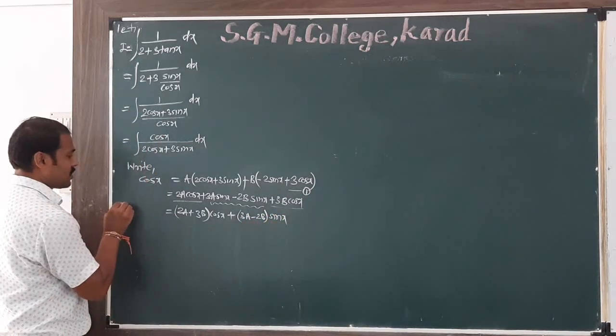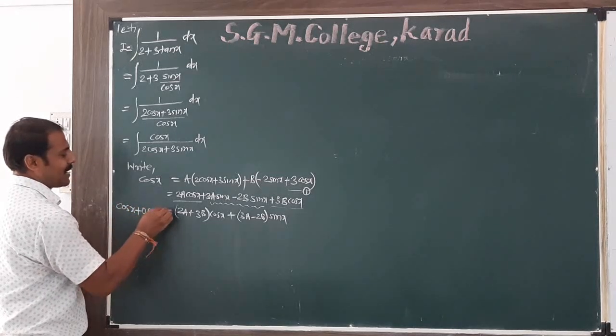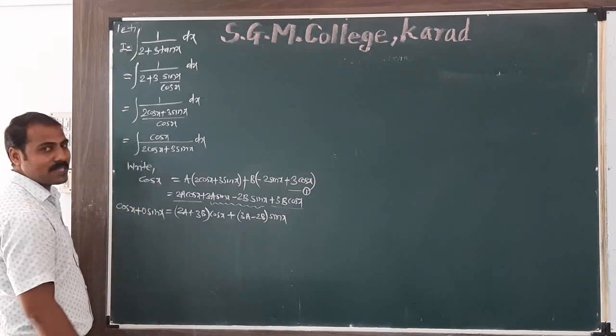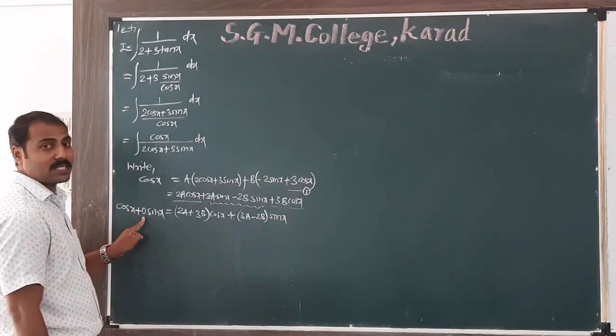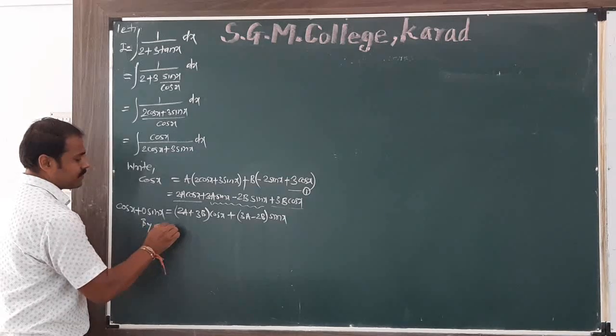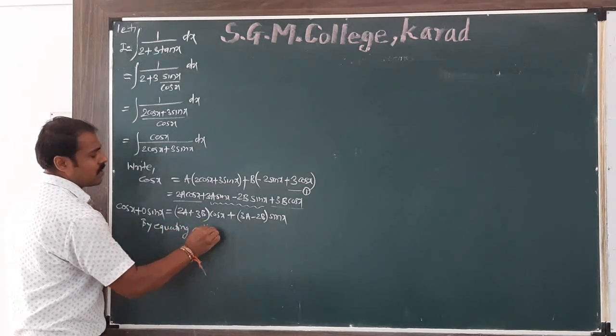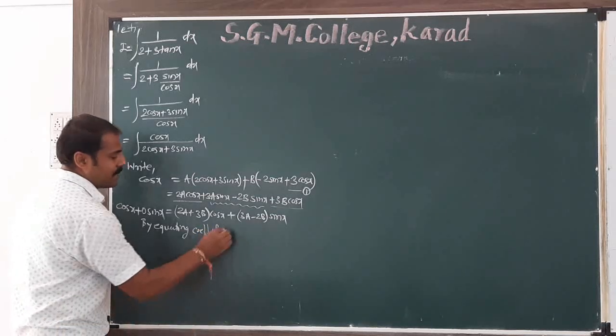LHS contains two terms. Look at here, cos x plus 0 into sin x. Okay. There is no term of sin x, so coefficient of sin x must be 0. By equating coefficients of similar terms.